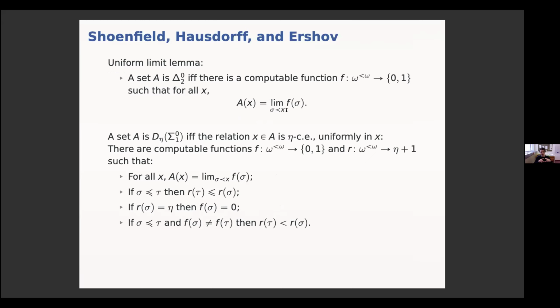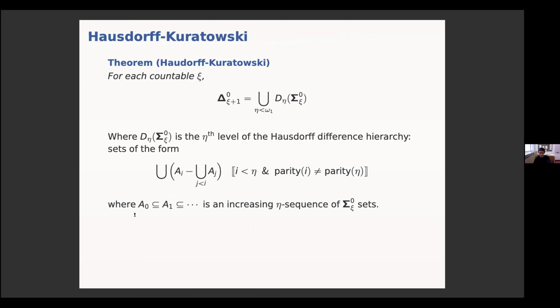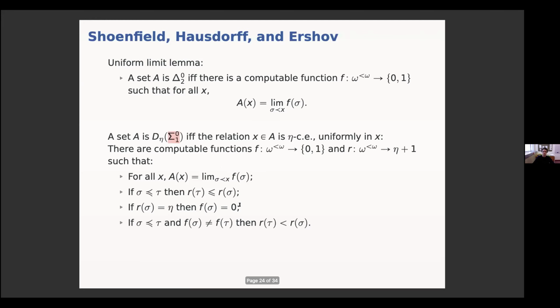And for every path, I take the limit that stabilizes on initial segments of every real, and the limit is the result: membership of X in A or not. What does it mean to be at the 8th level of the Hausdorff hierarchy, now with lightface sigma 0,1? So this is effectively open. So the sets in the sequence are uniformly effectively open. What does that mean? That means that the membership in A is eta CE, uniformly in X.